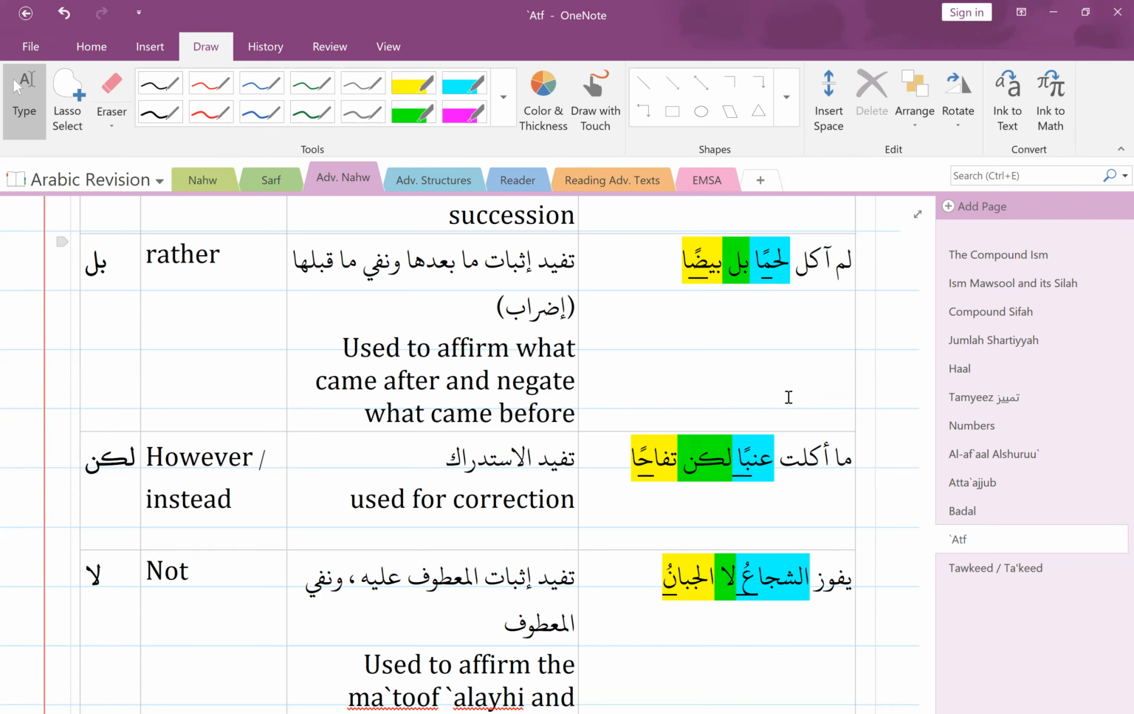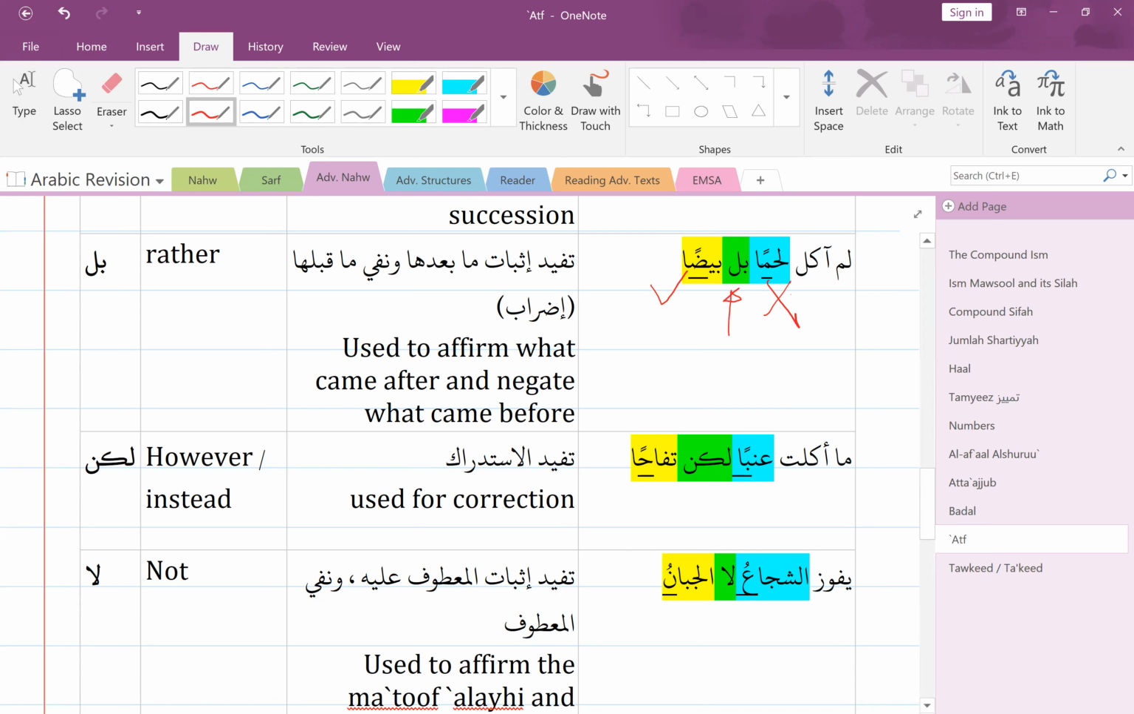I think let's look at an example for us to be able to understand this. So the example we have here is لم آكل لحما بل بيضا. I did not eat meat, rather an egg. So I am saying that no, I did not eat meat. So I am negating what came before, and I am affirming what came after. I'm saying no to what came before, and I'm saying yes to what I'm saying after the bal.